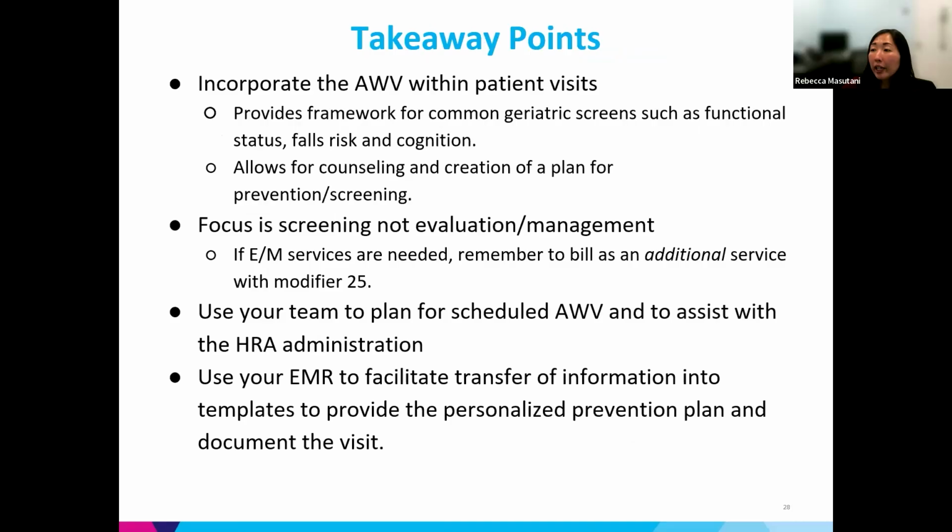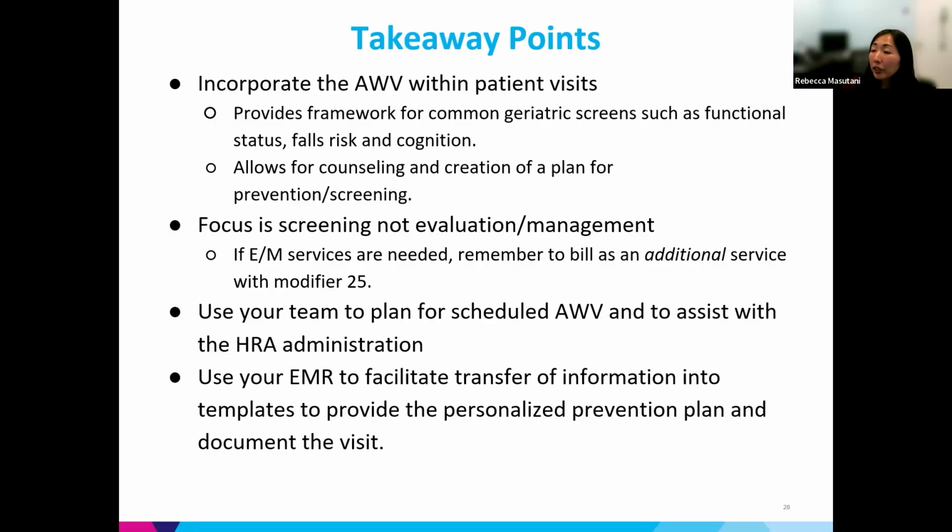To summarize, Medicare annual wellness visits are helpful to complete for older adult patients, as it does provide a framework to screen for geriatric syndromes, and it allows for counseling and creation of a preventive plan moving forward. Remember, the purpose of the Medicare annual wellness visit is to screen for issues, not to evaluate or manage specific medical complaints. If a provider needs to evaluate or manage specific medical issues in greater detail, providers can bill this as an additional service on top of the annual wellness visit using modifier 25.